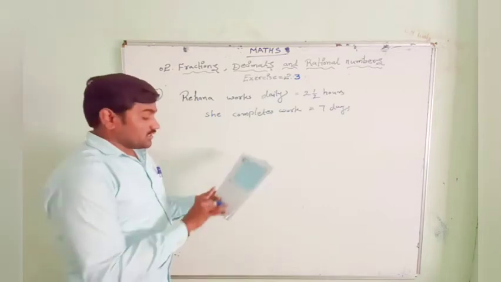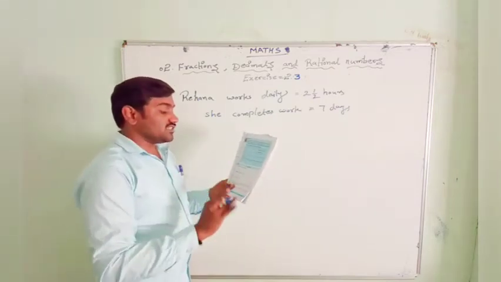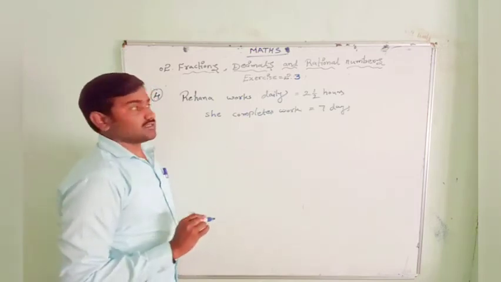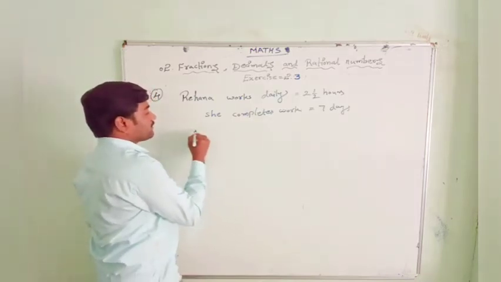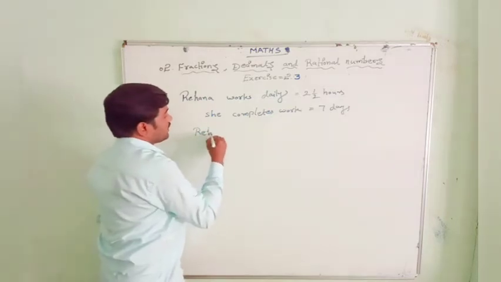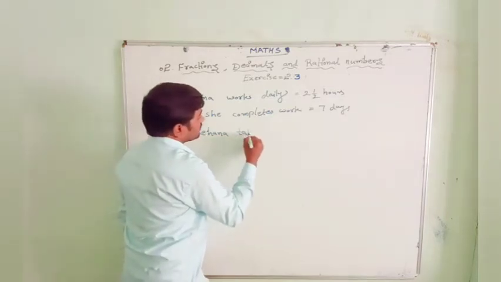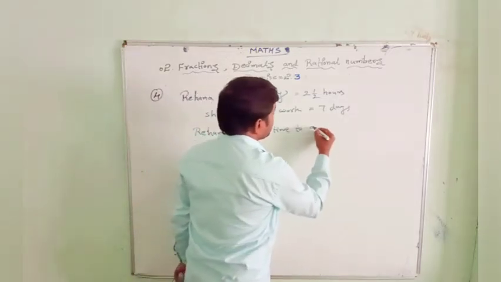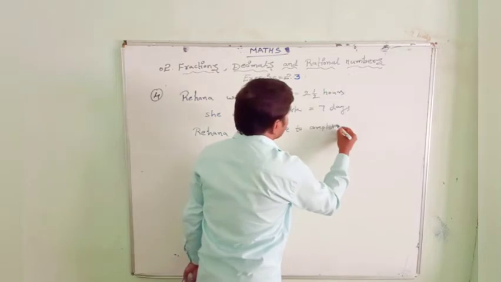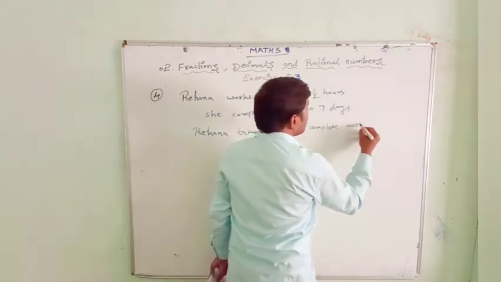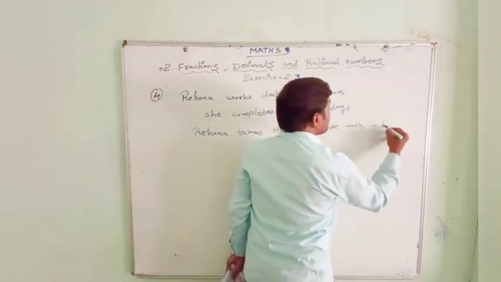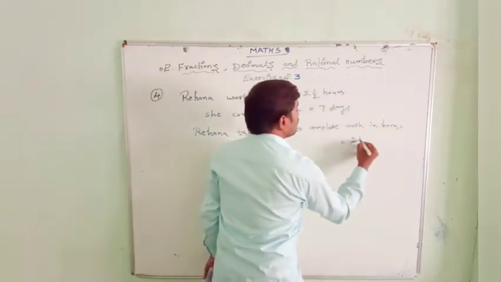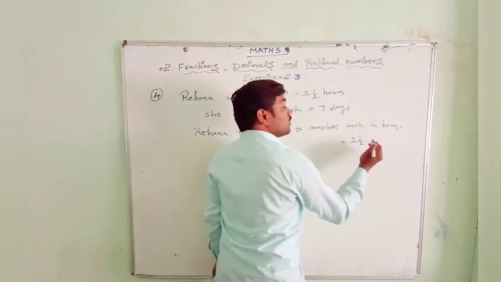So here they ask how many hours did she take to complete the work. How many hours will she take to complete this work? So Rehana takes time to complete the work in hours. In hours we need to find out. So what we need to do here? 2 whole 1 by 2. Daily she works 2.5 hours.